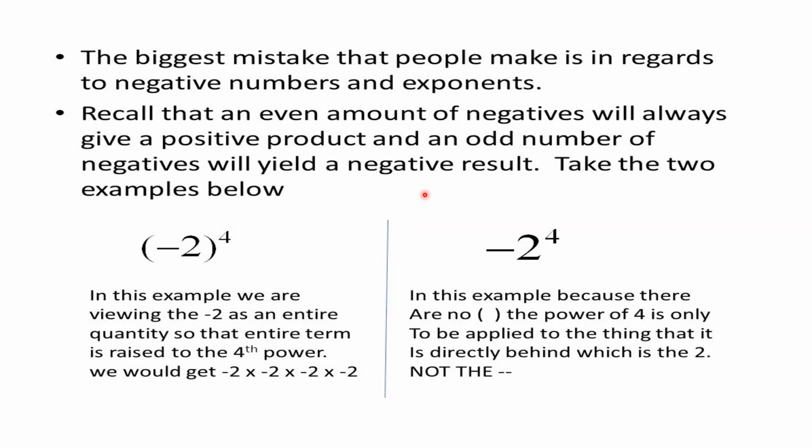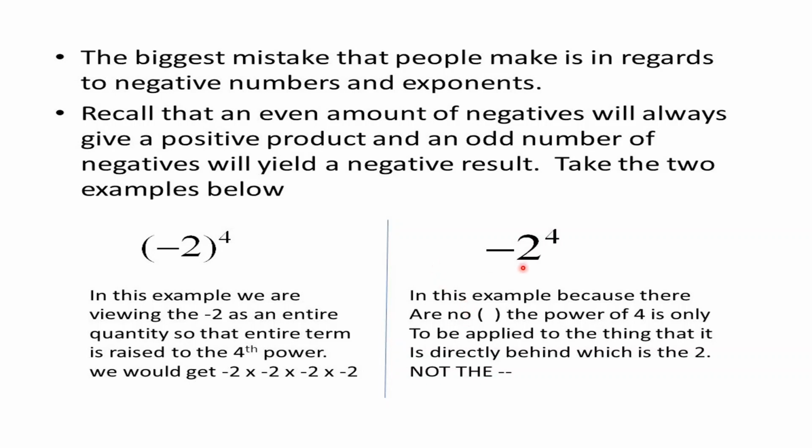Take the two examples below. Okay, we have negative 2 to the fourth power in parentheses. In this example, we are raising the negative 2 as an entire quantity, so that the entire term is raised to the fourth power. We would get negative 2 times negative 2 times negative 2 times negative 2. This means that when the number is in the parentheses, it is looked at as a complete negative number.